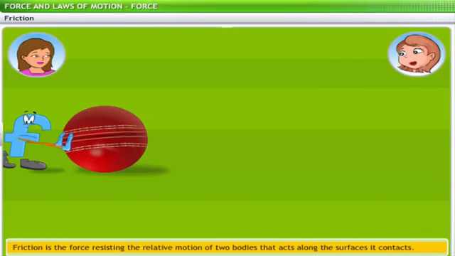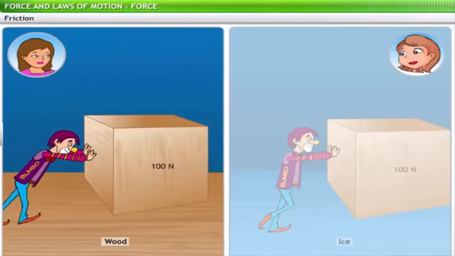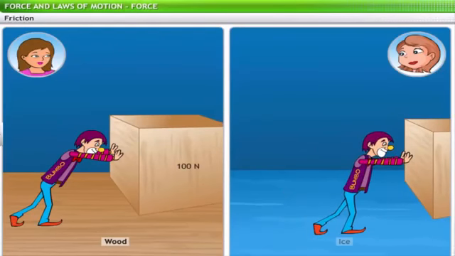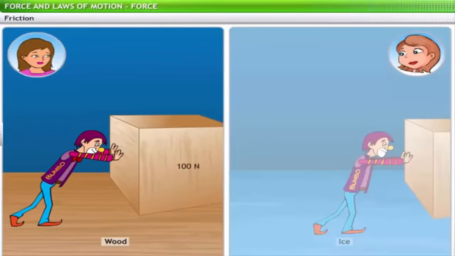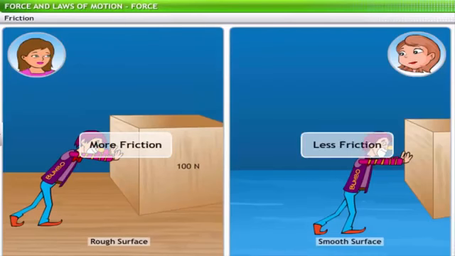That's a good question. Look at this. It needed a lot of force to push the block in the first case. And yet, in both the cases, it is the same block. So was it the type of surface that made the difference? Yes. Rough surfaces offer more friction, while smooth surfaces offer minimal friction.